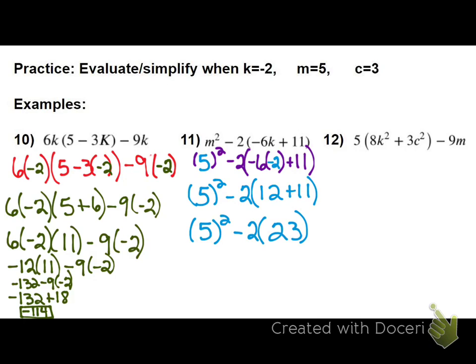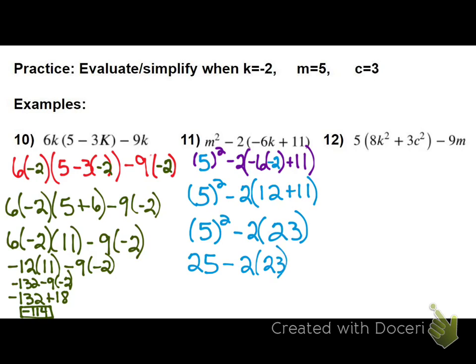15. How'd you get 15? Oh, sorry. I see. 5 squared. What's 5 times 5? I did 5, 10, 15. 25. Oh, no, not 5 to the 5th power, just 5 squared. So we have 25 then minus 2 times 23.